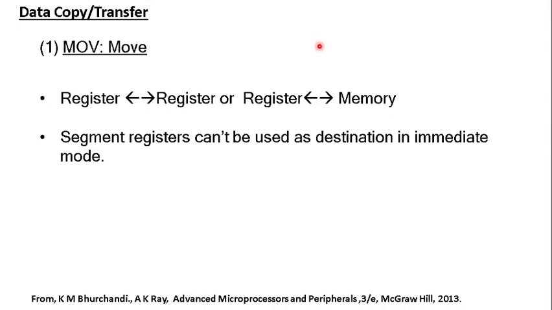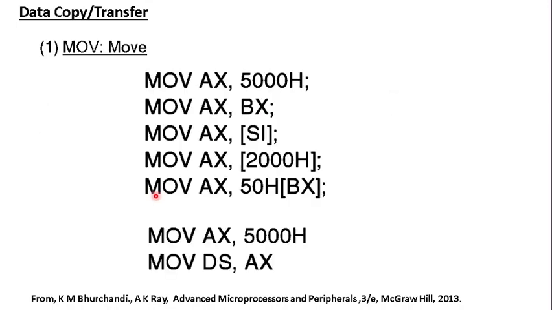So if we need to move between memory locations, we have to take the help of a register in between. Then the next thing is, in case of the move instruction, we can't use the segment register as a destination when we are using an immediate operand as source. So if we need to load an immediate value into the segment register, again we have to take the help of an intermediate, general purpose register. Then we have to perform the move.